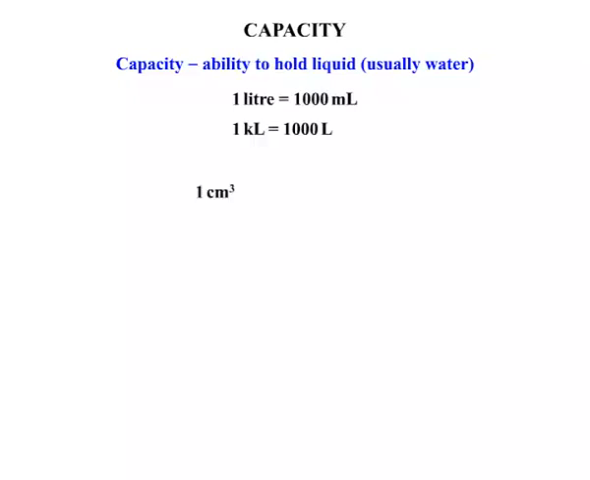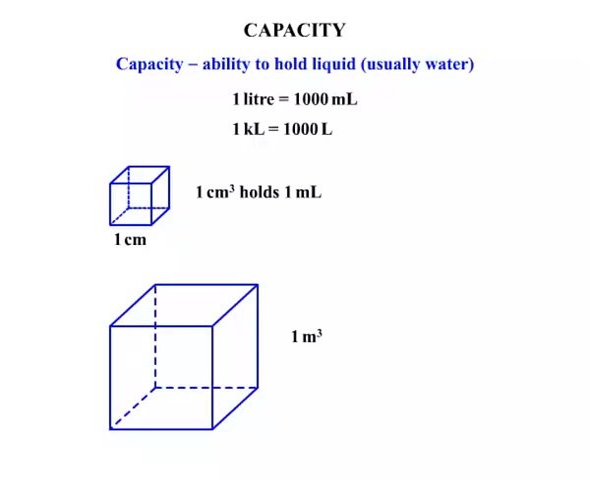1 cubic centimetre, alright, let's picture this, there's our cube, 1 centimetre by 1 centimetre by 1 centimetre. That will hold 1 millilitre. On the other hand, 1 cubic metre, alright, a much bigger cube, it will hold 1,000 litres. Alright, that's a lot of water. Another word for 1,000 litres, another way of writing it, 1 kilolitre.